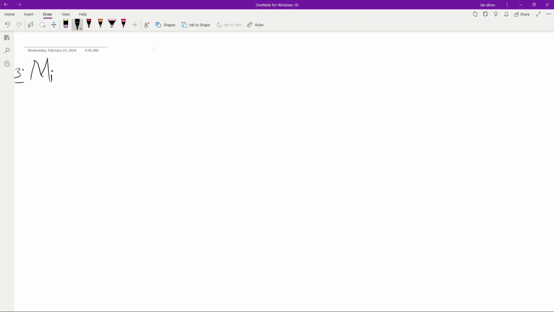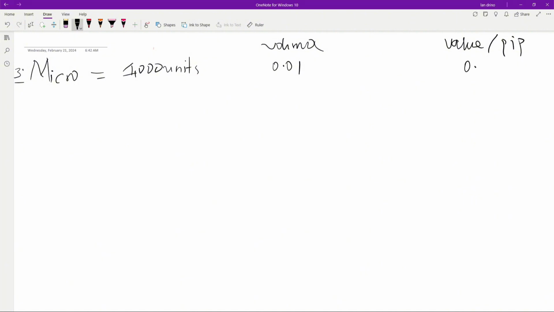So the micro lot, like we said, is equivalent to 1,000 units of base currency. And we said if you are trading 1 micro, then you are controlling a volume of 0.01, okay? And the value per pip is equivalent to 1 cent, 0.1 cent.